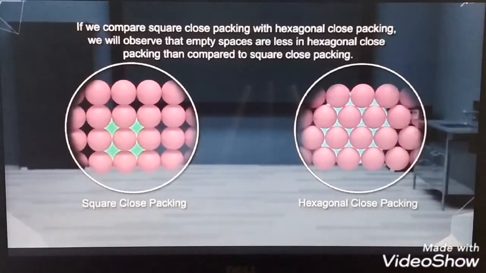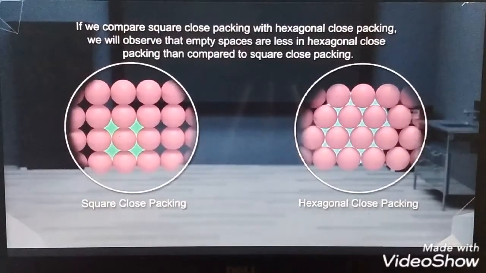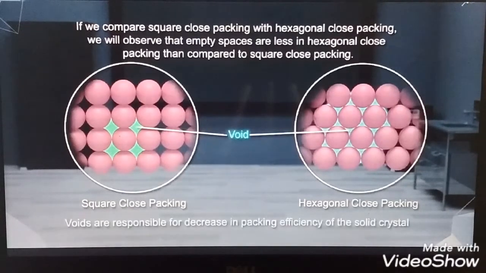Now, what are these empty spaces and what role do they play in the packing efficiency? The empty spaces in between the spheres are known as voids. These voids are responsible for decrease in packing efficiency of the solid crystal. The more the number of voids, the less is the packing efficiency of the crystal.